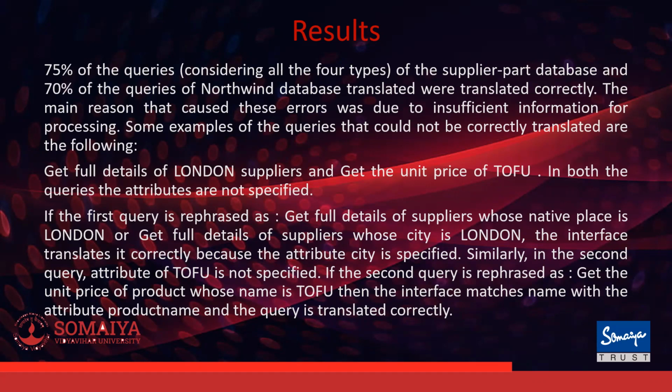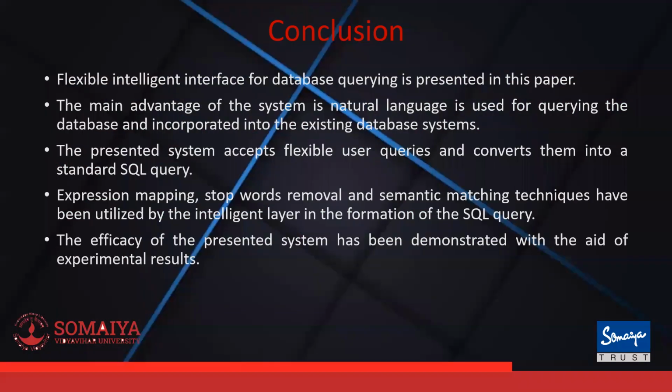Similarly, in the second query, attribute of the tofu is not specified. The second query could be rephrased as get the unit price of product whose name is tofu, and then the interface matches name with the attribute product name, and the query is translated correctly.